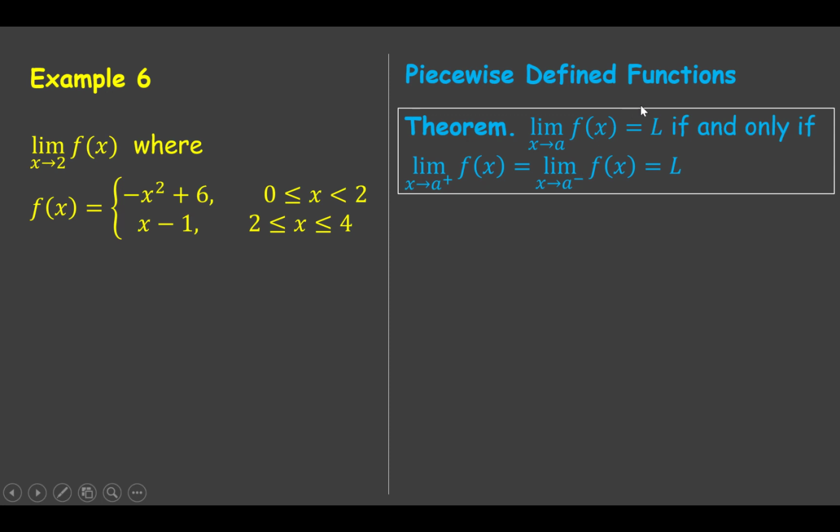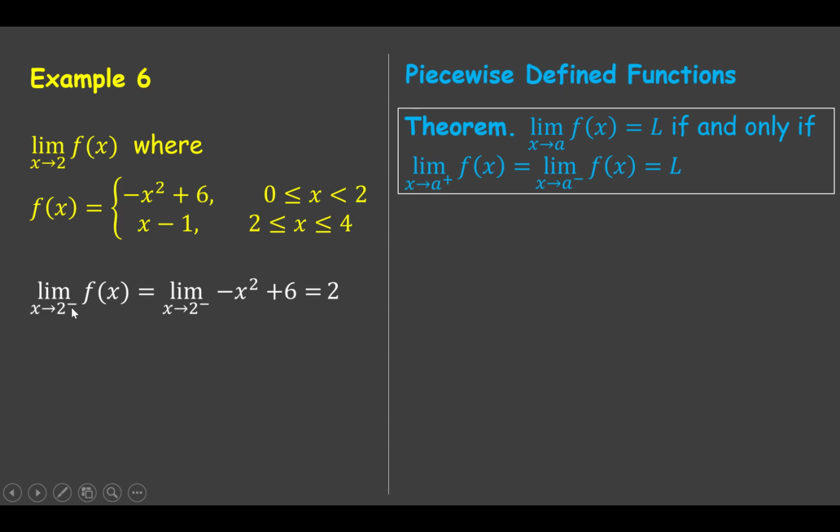And we have the following theorem. The limit of f(x) equals L if and only if the left limit is equal to the right limit and equals L. Okay, so basically you need to compute the left limit and the right limit and see if they match. If they do match, then that value is the limit. If they do not match, then there's no limit. Okay. All right, let's compute the left limit.